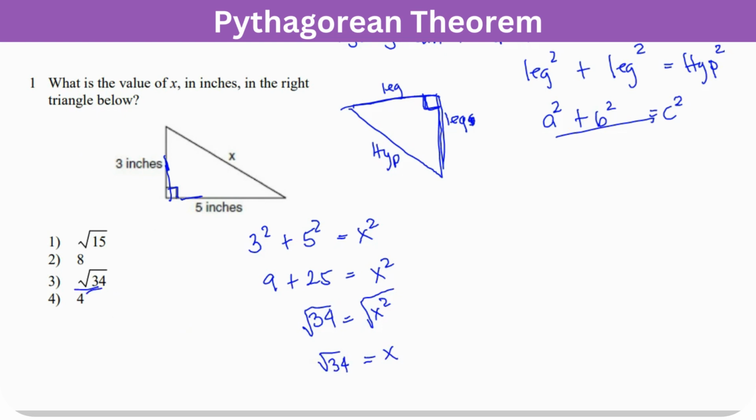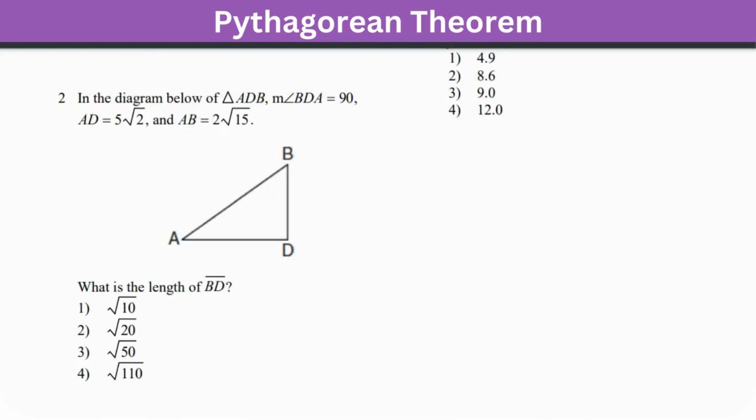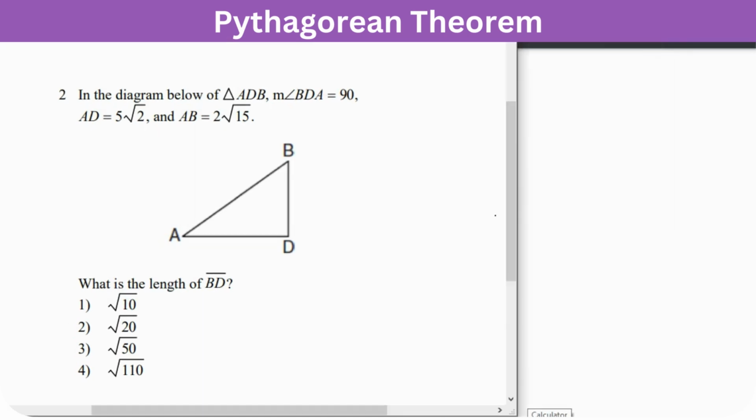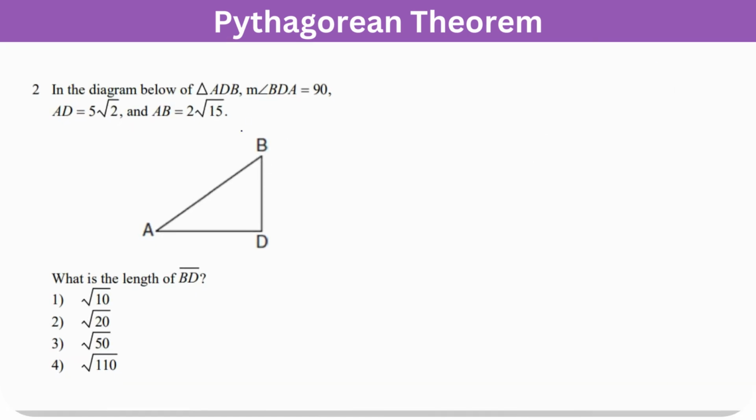Okay, so now let's move on to a second question. All right, so that's our second question. Let's take that one here. All right, okay, so in the diagram below, triangle ADB, measure of angle BDA. So BDA, D is the middle letter, so therefore this is your 90 degrees according to that. So therefore this is a right triangle. AD is equal to 5 square root of 2. AB is 2 square root of 15.